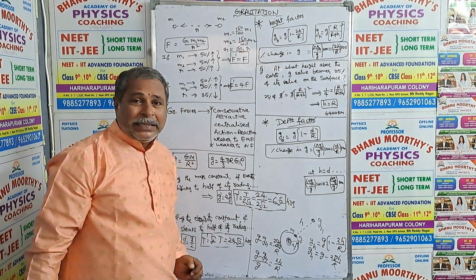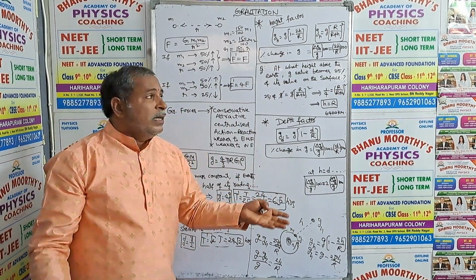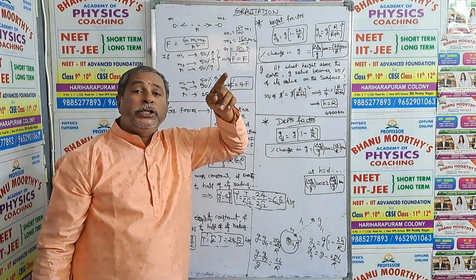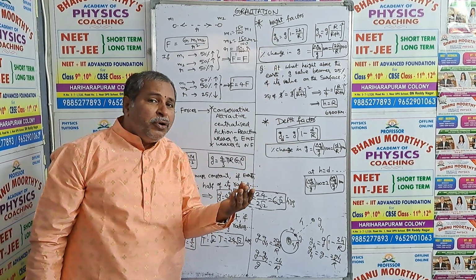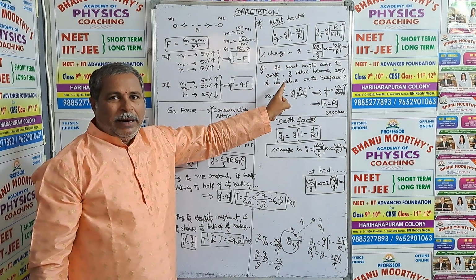This is the method. Percentage decrease in the acceleration due to gravity is delta g_h by g into 100 equals 2h by R. If h is given to you, you can find out the percentage. Okay. Now the question will be like this.